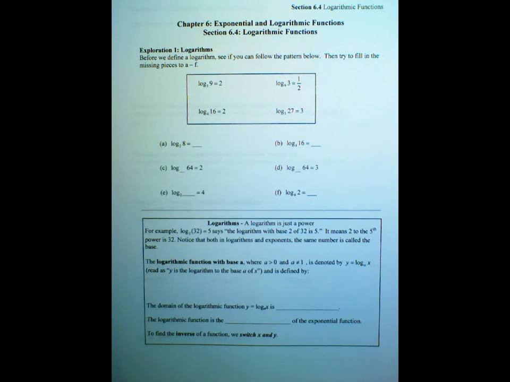Continuing our Chapter 6, Exponential and Logarithmic Functions. We previously investigated exponential functions. In 6.4, we'll look at logarithmic functions. We'll start with an exponent exploration. Before we define a logarithm, see if you can follow the pattern below. Then try to fill in the missing pieces, A through F.